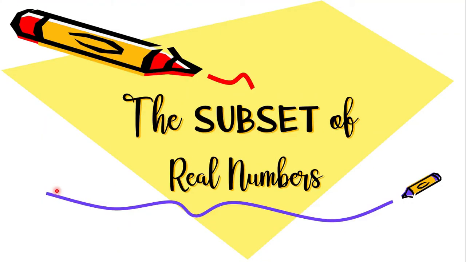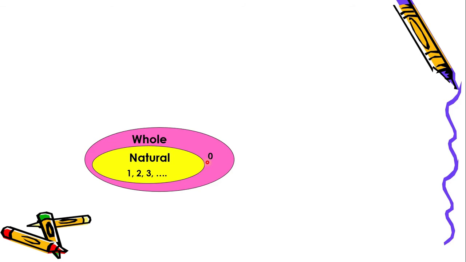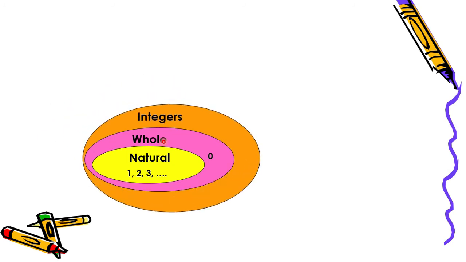Today, we're going to discuss the subsets of real numbers. First, we have natural numbers. It starts with numbers 1, 2, 3 up to positive infinity. Now, if your natural numbers start with 0, those are what we call the set of whole numbers. And if the set of whole numbers is together with negative numbers, negative 1, negative 2, negative 3, those are now what we call integers or the set of integers.